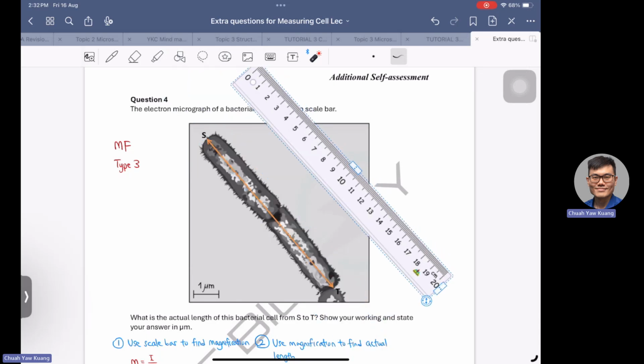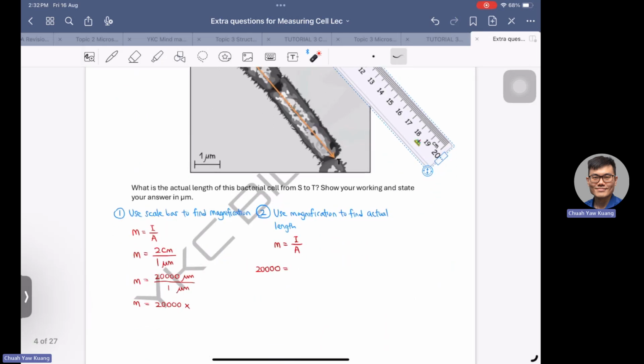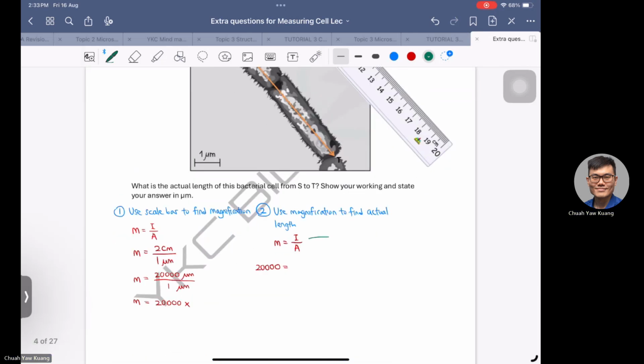This is just an indicator that I'm using my physical ruler to measure my screen or the question paper. So from my measurement, this is the extra thing I need to do now. I will put it into the green color. So to find the image size, I will use my ruler to measure the scale bar.